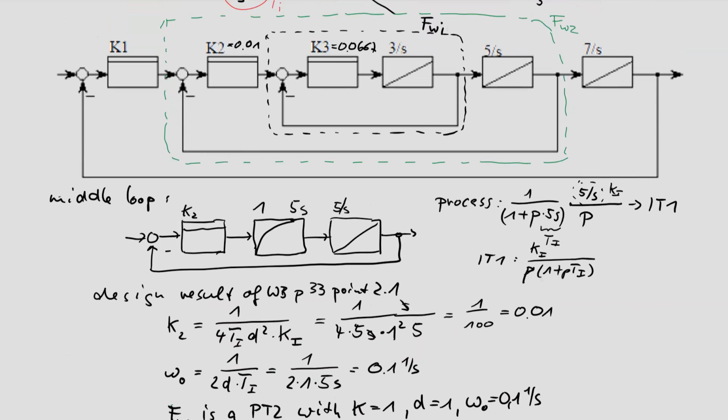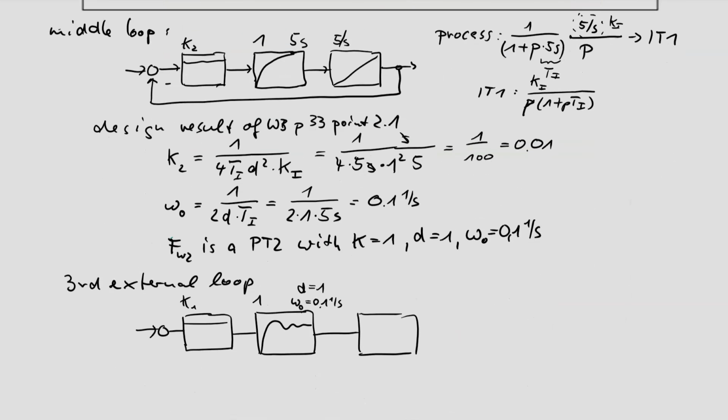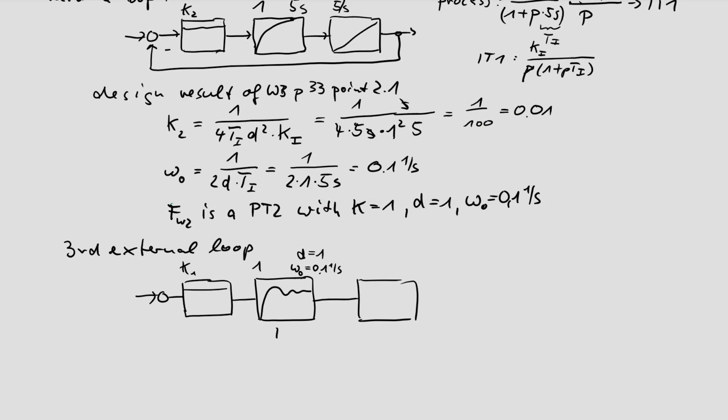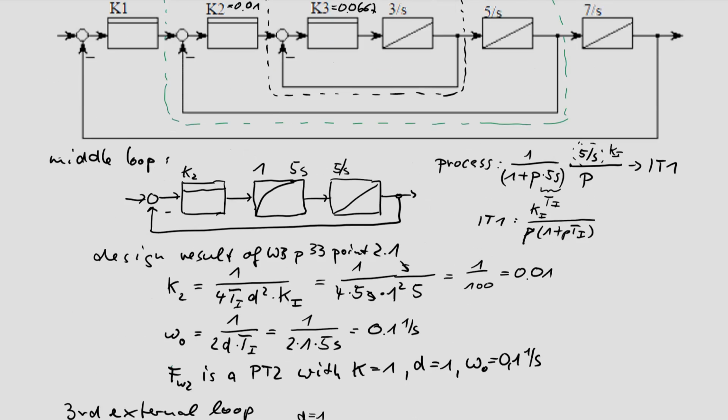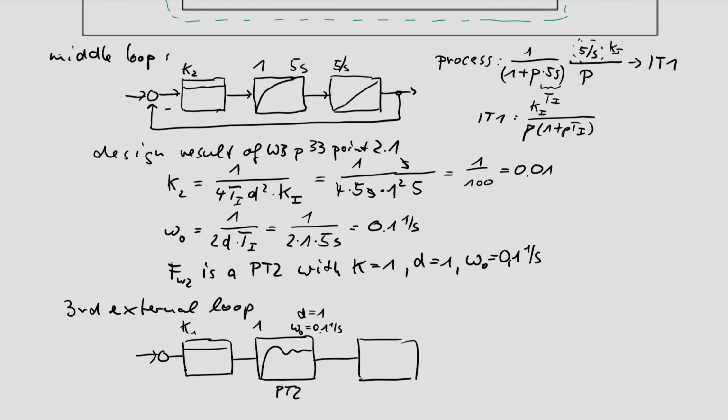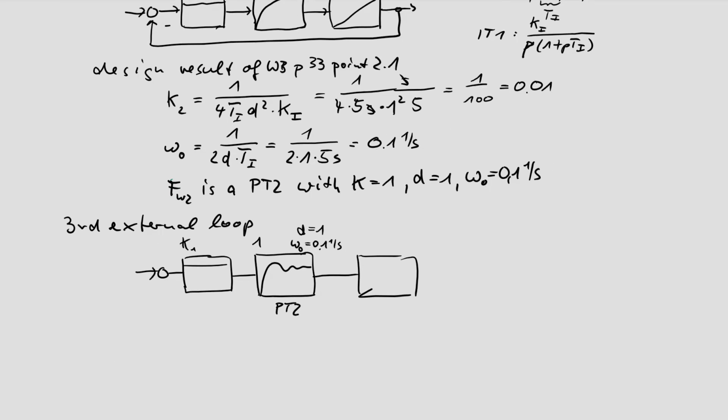We have our K1, our green area, our PT2, and added with our third integrator, 7 per second, as the third process part, and the closed loop system is then indicated with the third negative feedback here. So now the design of K1 should be done with the following task.